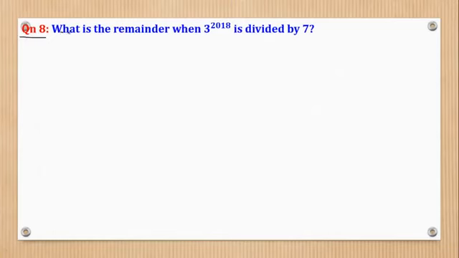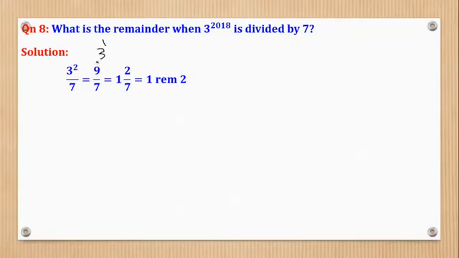Then question 8 says, what is the remainder when this is divided by 7? So here we need to first analyze the pattern. Let's begin with 3 to the power 2. Now we are starting with 3 to the power 2. Why didn't we start with 3 to the power 1? Because 3 to the power 1 over 7, you realize that the divisor is bigger than this. So we can't do that. So it becomes already a proper fraction. Yet we needed an improper fraction. So that's why I began with 3 to the power 2.